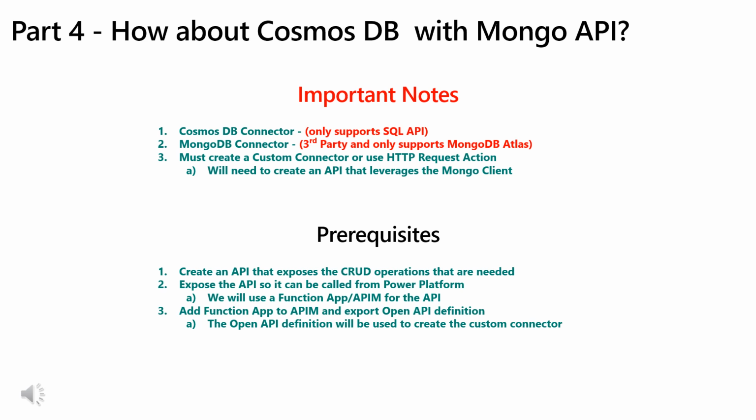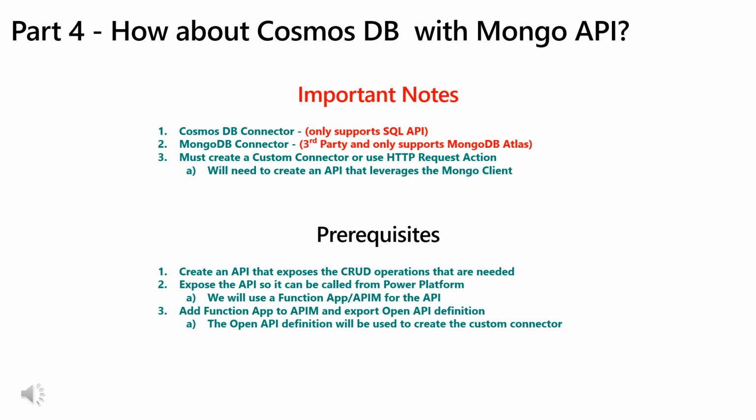This means you need to either use a custom connector or an HTTP request action, and you need to create an API that leverages the Mongo client to expose these capabilities. So what's required? So first and foremost, you create an API that has the proper CRUD operations that are needed for your scenario. Then you'll need to expose that API so it can be called through the Power Platform.